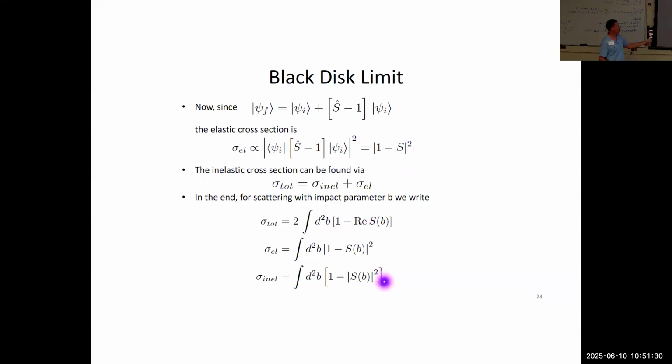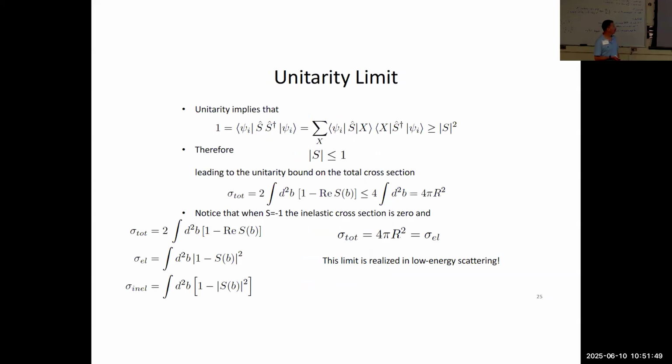Elastic cross-section is the absolute value of 1 minus S squared. S is now a function of the impact parameter, so we integrate over impact parameters, and sigma inelastic is given here. So these are useful formulas in and of their own right, and they're very handy in many different situations. Now, what about the unitarity limit?